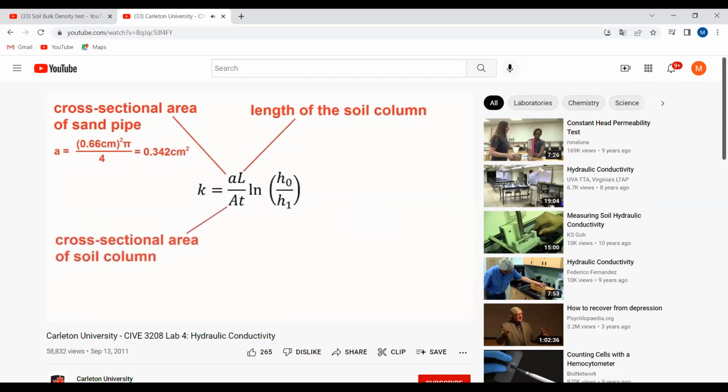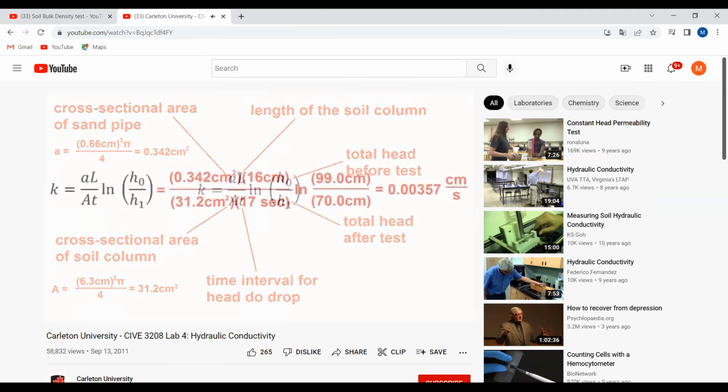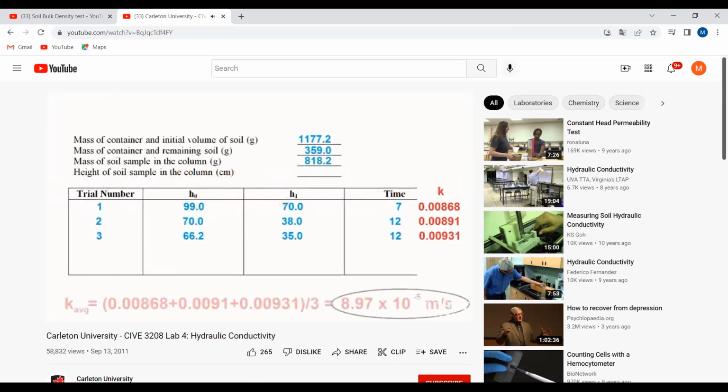Uppercase A is the cross-sectional area of the soil column. In our case, the diameter of the cylinder is 6.3 centimeters. Therefore, the cross-sectional area is 31.2 square centimeters. T is the length of time taken for the head to drop. H0 and H1 are the total head before and after each test, respectively. Calculate K for each test. Finding the average value of K between all 3 of our tests gives us the hydraulic conductivity. This concludes the falling head test and the hydraulic conductivity lab.